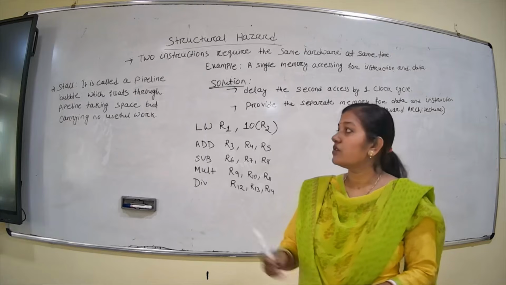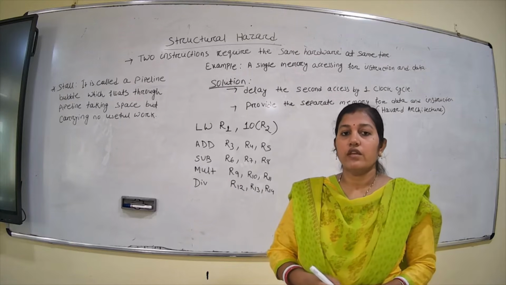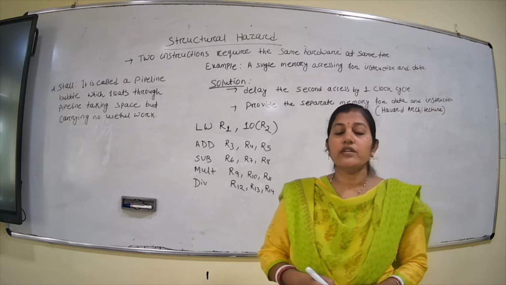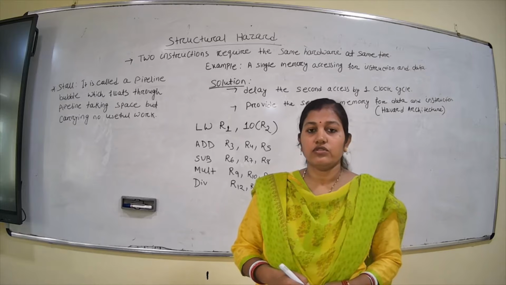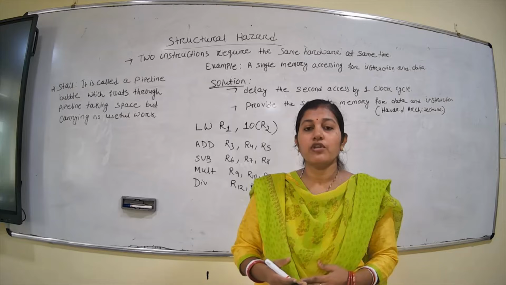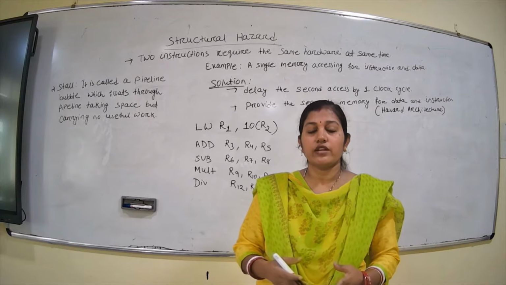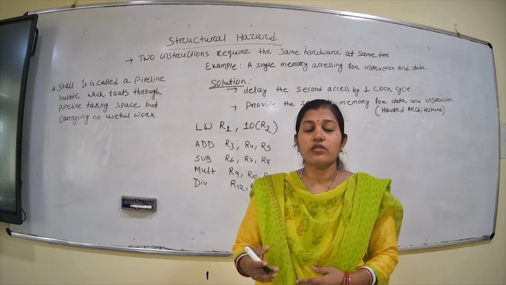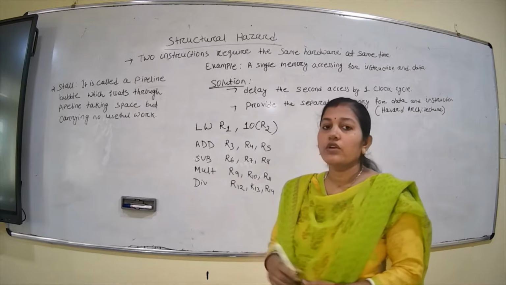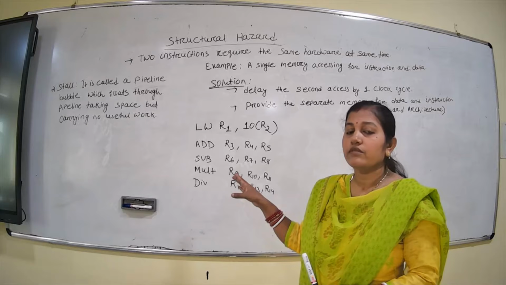The first solution is to delay the second access by one clock cycle. Another solution is the Harvard architecture. That means providing separate memory for the data and the instruction. So that's why we can access the memory at the same time. Now the hazard will not be created because we are accessing the data from the data memory and the instruction from the instruction memory. Now we'll see examples of how the hazards are created.